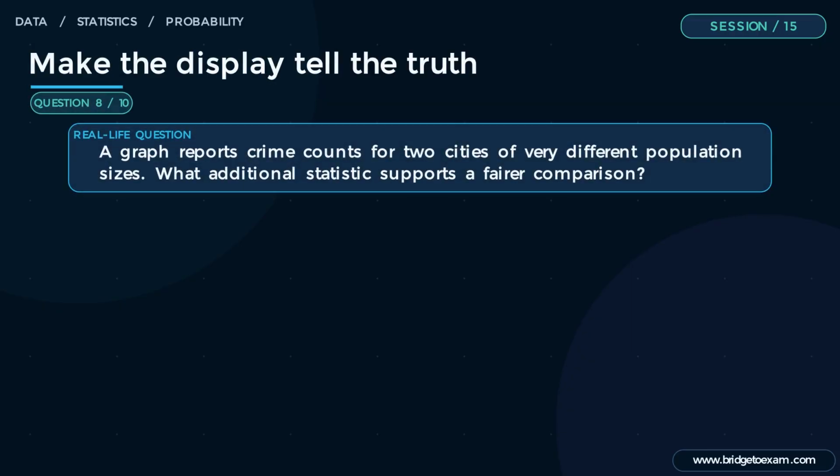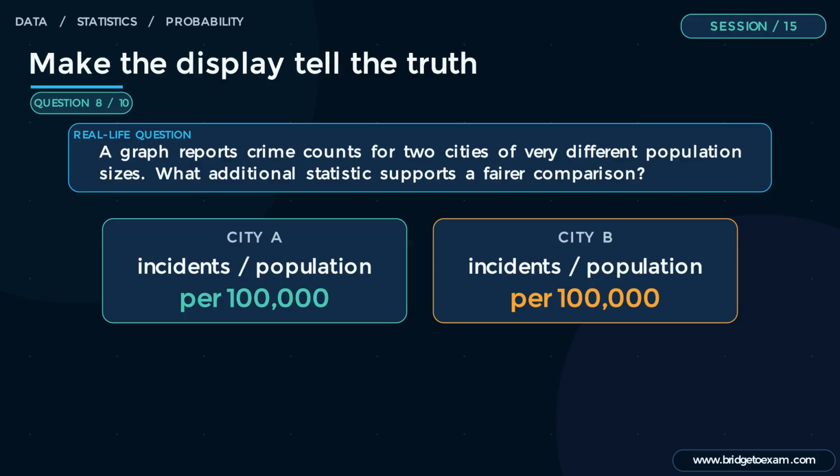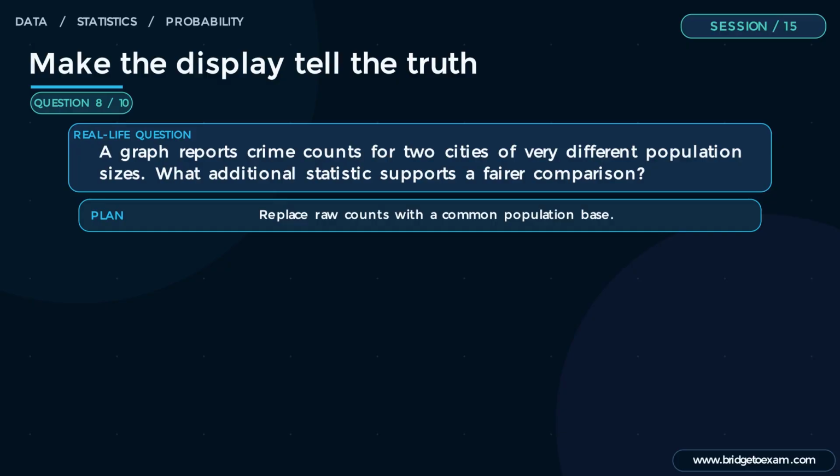Example 8. A graph reports crime counts for 2 cities of very different population sizes. What additional statistic supports a fairer comparison? The comparison places both cases on the same scale. Plan. Replace raw counts with a common population base.